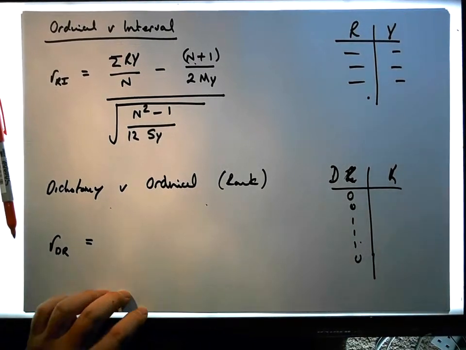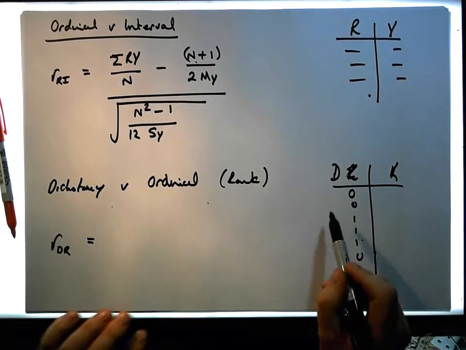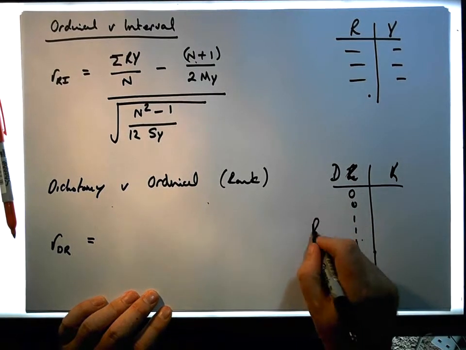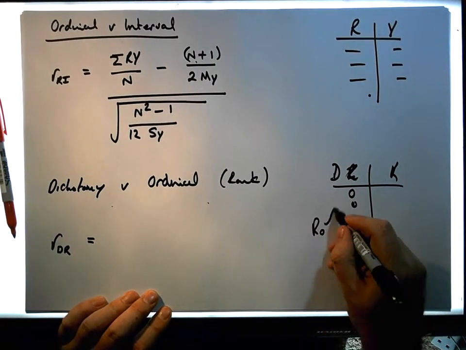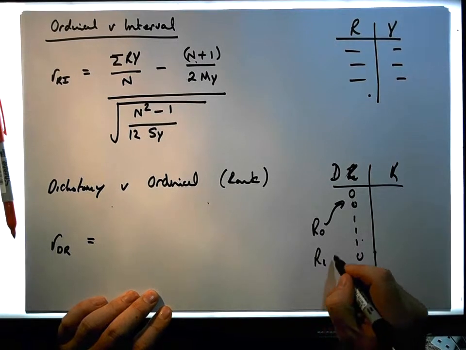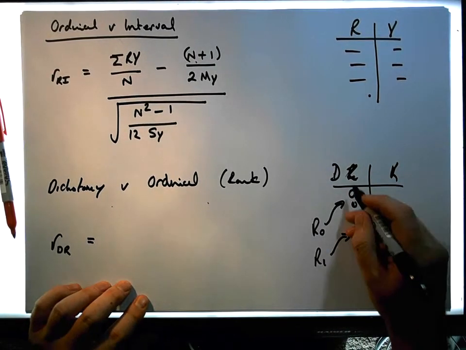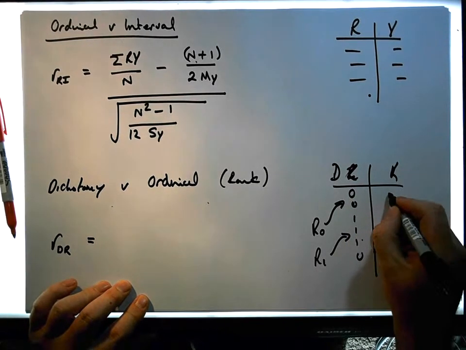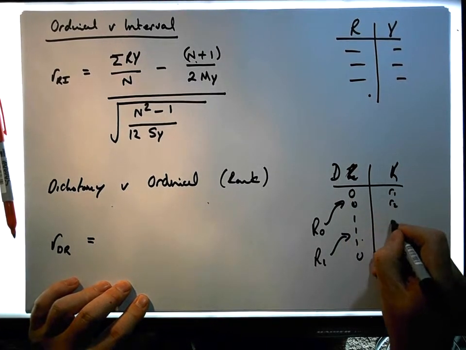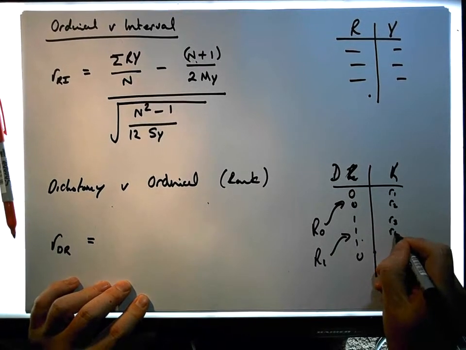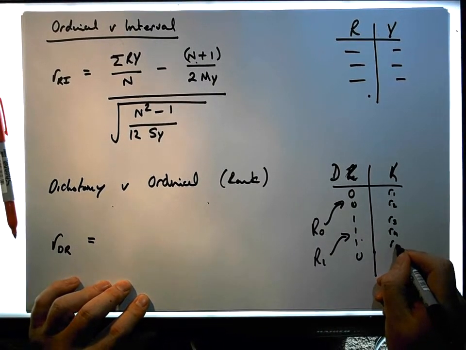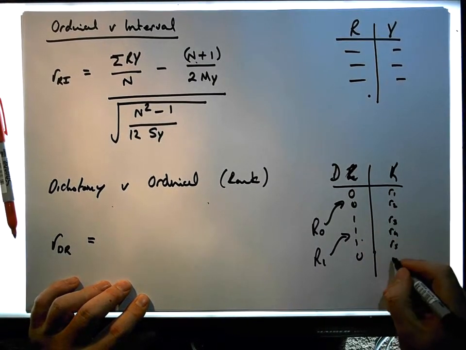Okay? And what we're going to do is just keep in mind that we're going to have R subscript 0 to represent the 0 group and R subscript 1 to represent the group of 1s. And for each one of these, the ranking variable has assigned ranks to these particular observations. So each one of these measures is a ranking.